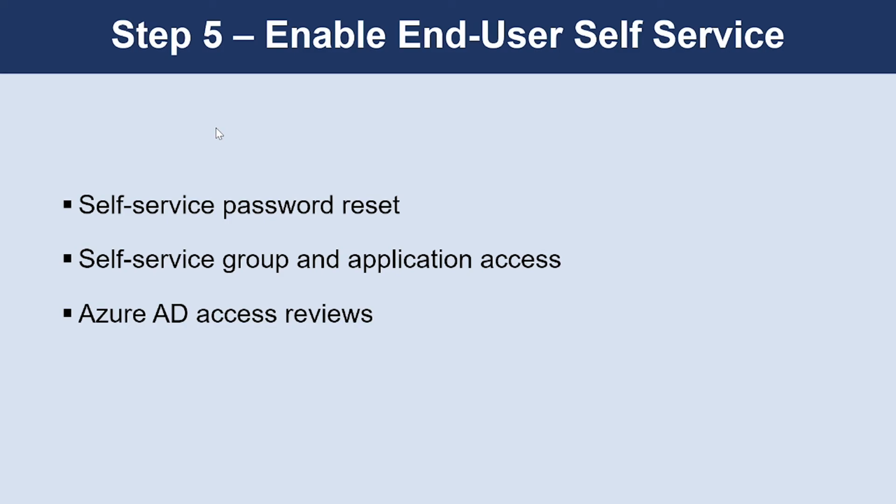And the final step is to enable end user self service. So, as much as possible, you will want to balance security with productivity. Along the same lines of approaching your journey with the mindset that you're setting a foundation for security in the long run, you can remove friction from your organization by empowering your users while remaining vigilant. A couple of ways you can do that is to implement self-service password reset, implement self-service group and application access, and implement Azure AD access reviews as well.